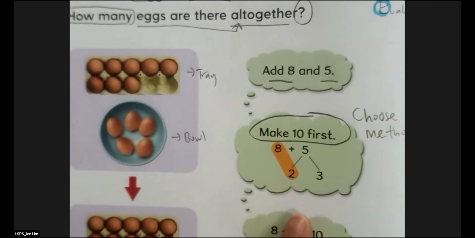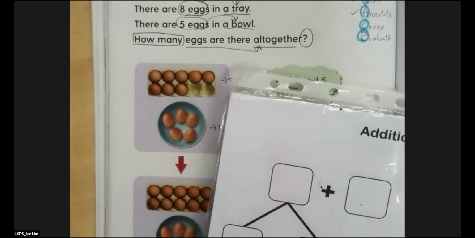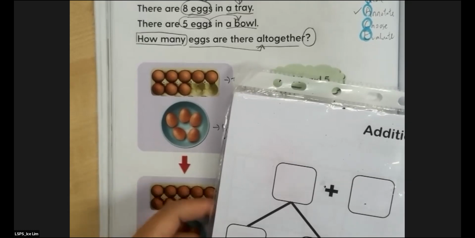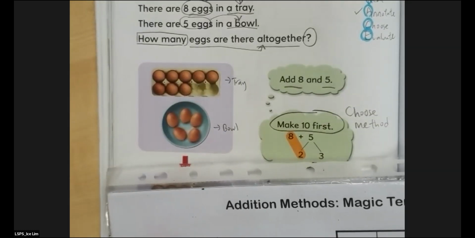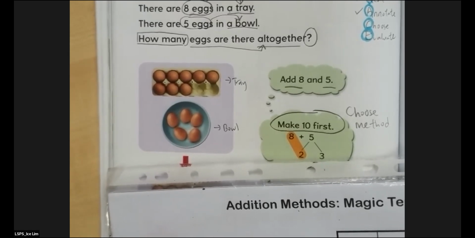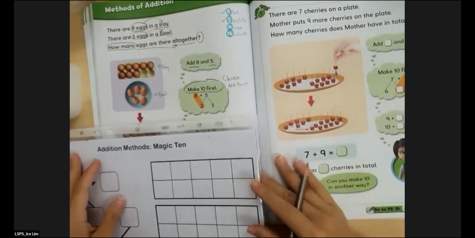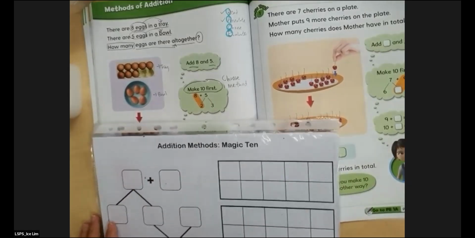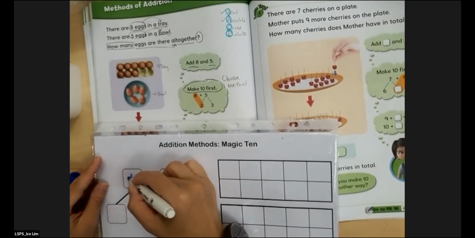So, over here, I take the board out. And for yesterday's question, yesterday I showed you, today you try. Yesterday we talked about using the strategy make 10 first. I took the board out and I used the cubes as well. Here I have 8 and 5. So I choose to write 8 here and 5 here.